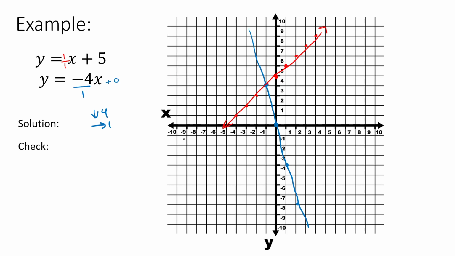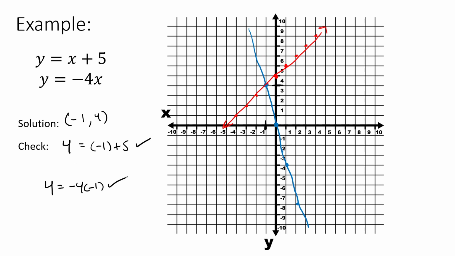All right, so our solution is -1, 4. Oops, sorry. Put that here. There we go. And our check: we go back to the original equations and we plug in to make sure it's going to work. Okay, does -1 plus 5 equal 4? Yep, that's easy to see. And does 4 equal -4 times -1? Again, yes, that's easy to see.